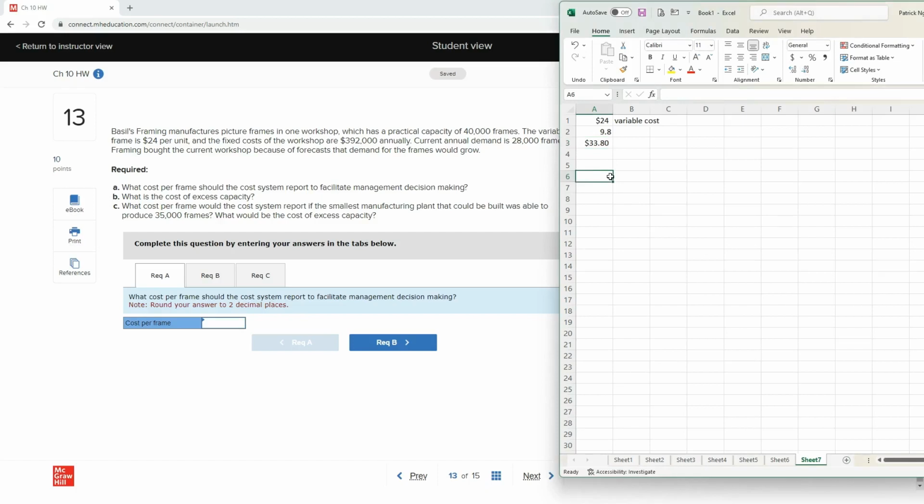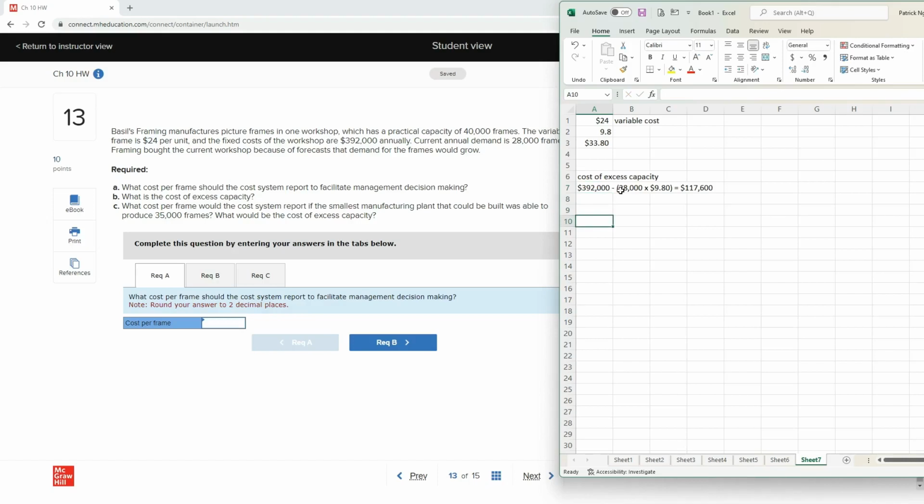For part B, what is the cost of excess capacity? Well, the cost of excess capacity is going to be the 40,000 minus the 28,000 frames that we did create, times the $9.80 cost. And so that leaves us with $117,600 as costs for the excess capacity.